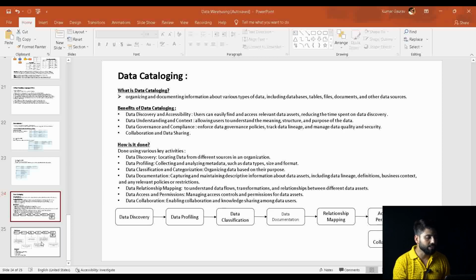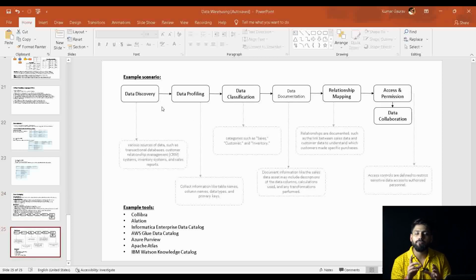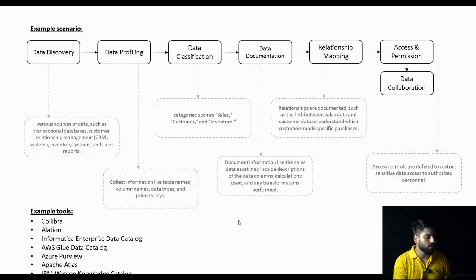So coming to the example, here you can see that in the first step we have data discovery. Suppose we are talking about an organization. That organization may have multiple types of data or sources of data, such as a transactional database and customer relationship management. From CRM the data might be coming, and from the inventory system. There are multiple sources with which the data may be flowing into your data warehouse, which comes under the process of data discovery, that you are identifying your data points or the data sources.